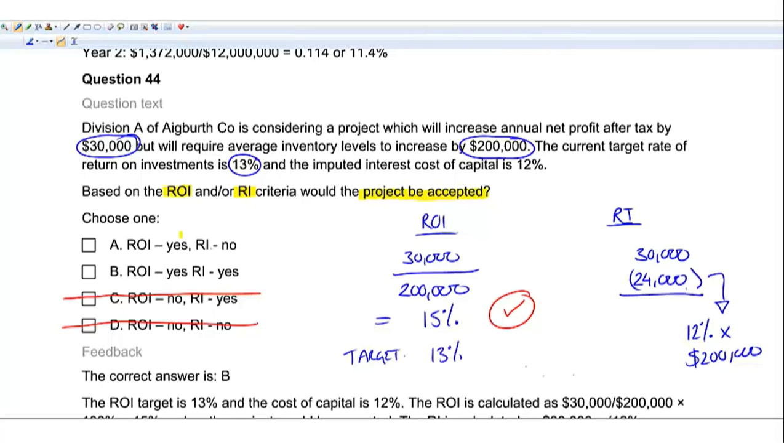We generate profit of 30. We deduct the imputed interest of 24, which gives us a positive residual income of $6,000, which again would allow us to accept the project. So based on ROI and RI, yes, we would accept the project, and therefore the correct answer is response option B.